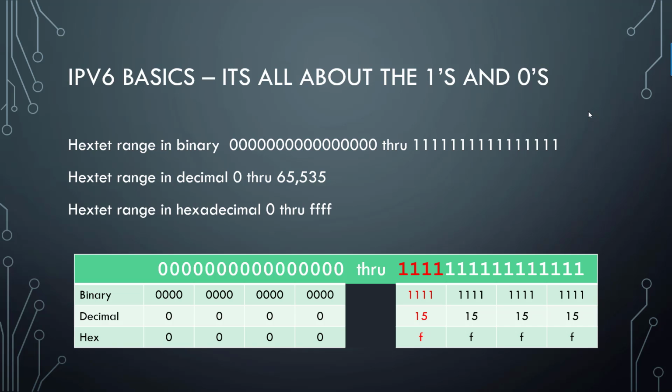As you can see, when you break up all ones into 4 groups, the first one is 1111. Decimally, that is the number 15. However, because you cannot represent 15 in a single character in decimal, but you can in hex, the actual character is F. So that's why you have a range of 0000 through FFFF.